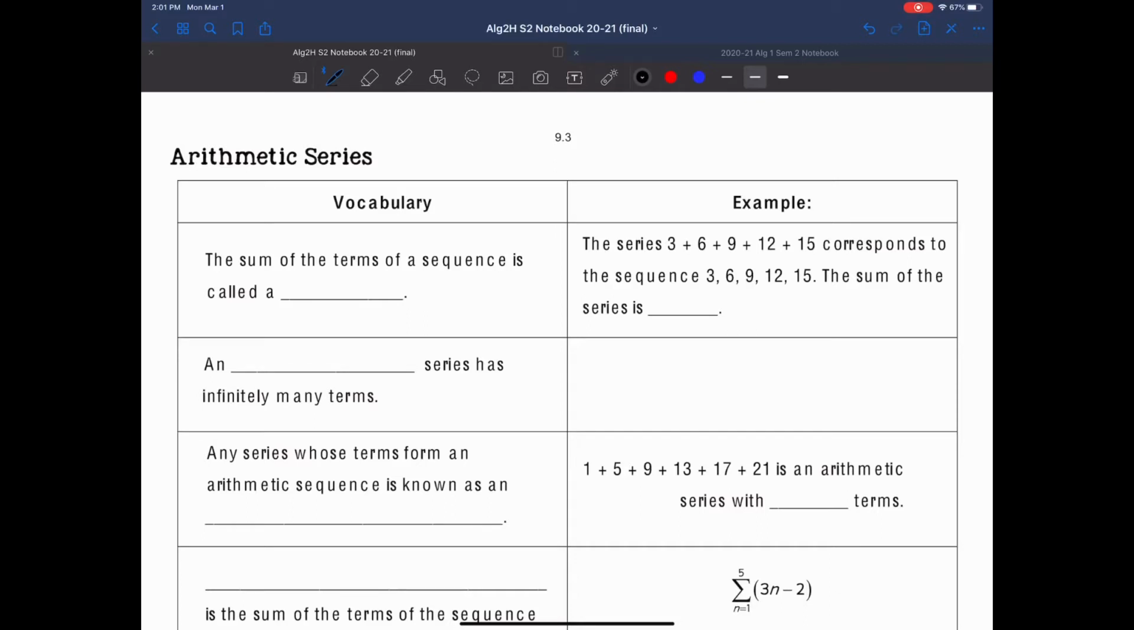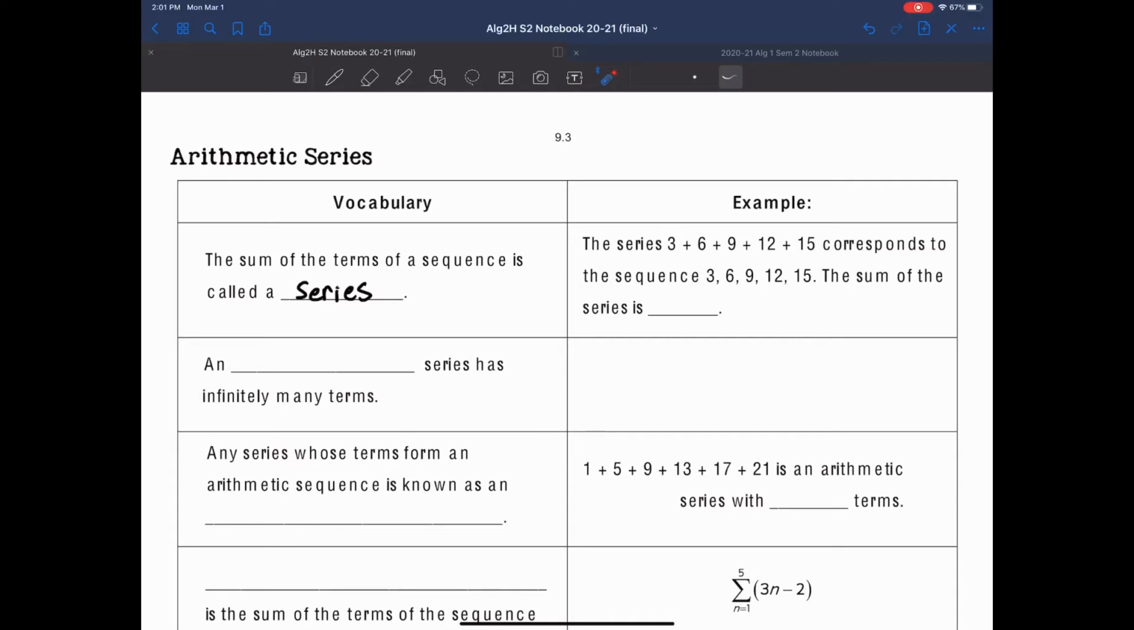So first up on the agenda, we have: the sum of the terms of a sequence is called a series. Basically, we have two separate words here that we need to talk about. The first word is a sequence, and as you know, we have such things as arithmetic sequences, geometric sequences, and all that. A sequence is basically just a collection of numbers that does or does not follow some pattern. Now, the sum of the numbers in a sequence is referred to as a series.